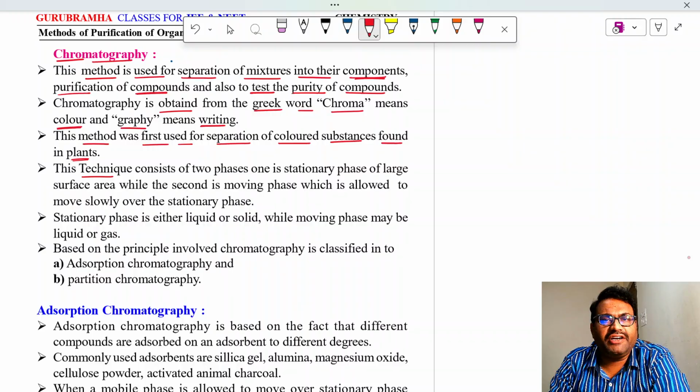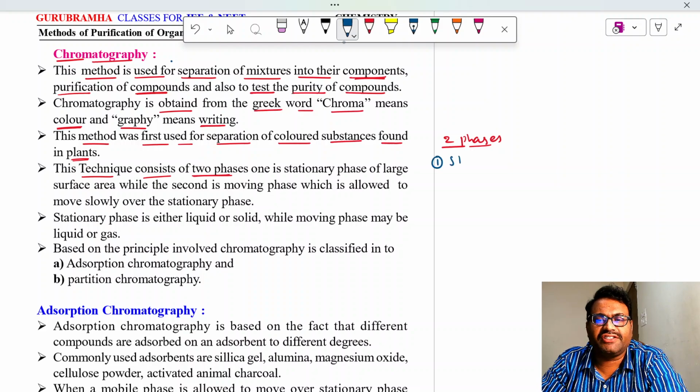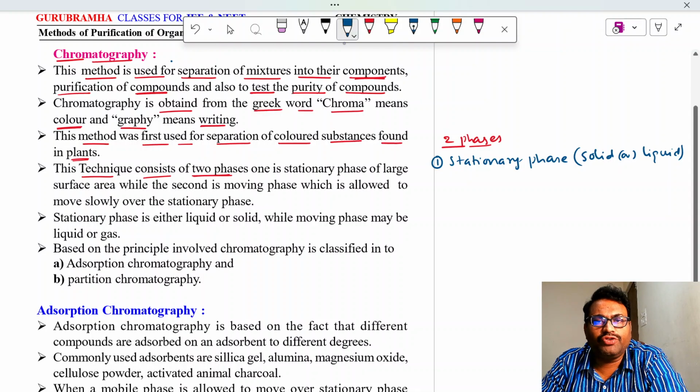This chromatography technique consists of two phases. How many phases are there? Two phases. One is the stationary phase. What is called a stationary phase? The stationary phase can be either solid or liquid. Chromatography involves two phases. We will learn what those phases are and how they play a role in chromatography.